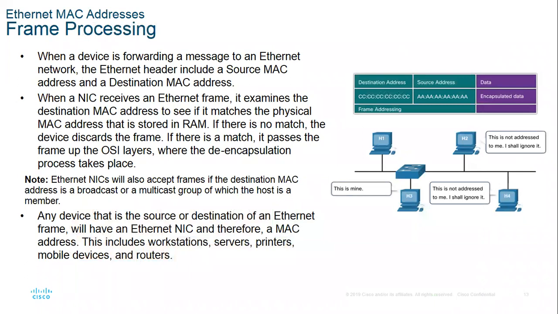So when a device is forwarding a message to an Ethernet network, when you have to build an Ethernet frame, this Ethernet frame is made of the data provided by the upper layer, which is going to be encapsulated within the data field of an Ethernet frame. Add to it the Ethernet header, which is made from the destination MAC address, the source MAC address, and a 2 byte type and/or length control field.